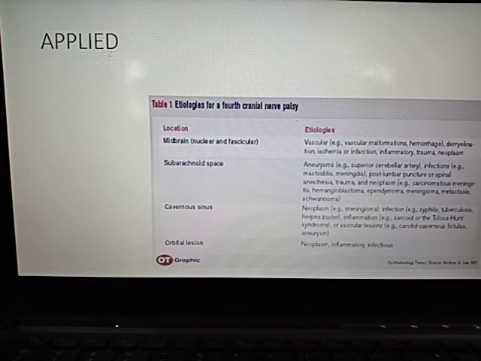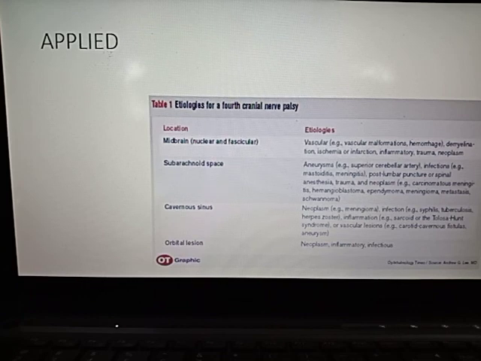And in the cavernous sinus, neoplasm like meningioma, infection like syphilis, tuberculosis, herpes zoster, or inflammation like sarcoidosis also causes compression of the nerve. And the orbital lesion may be due to inflammatory infections or neoplasm.